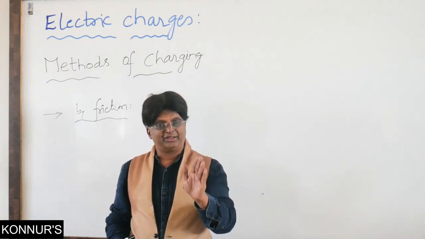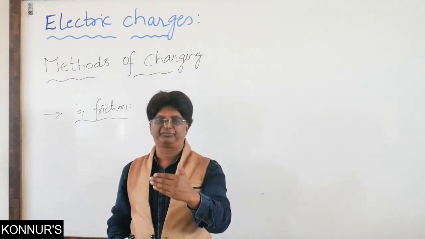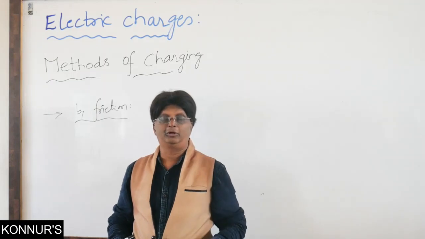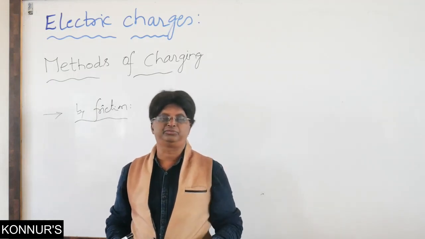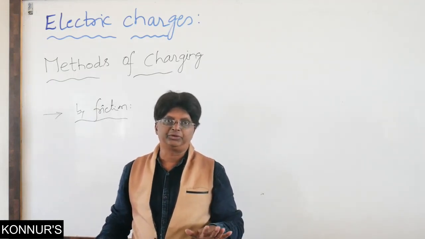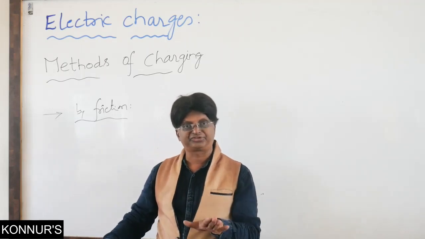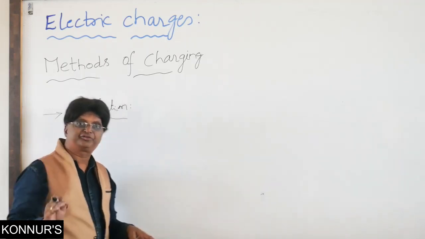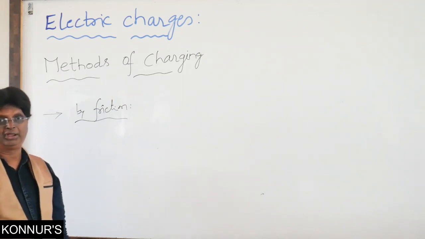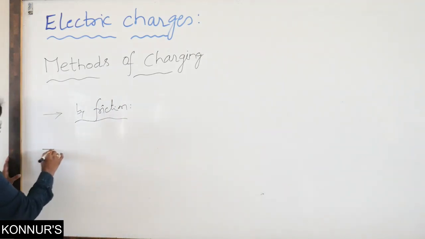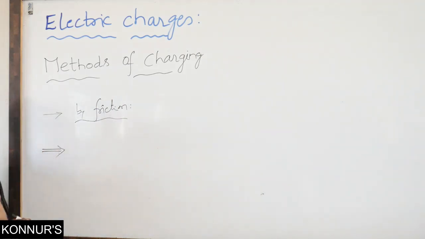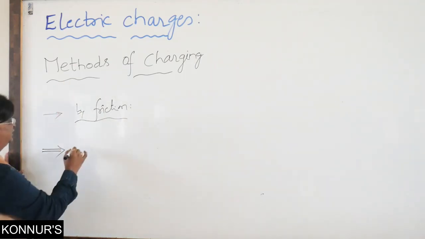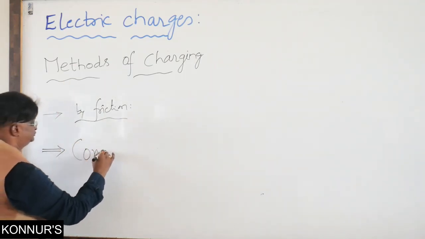If electrons are transferred from A to B due to this friction, A acquires positive charge and B acquires negative charge. So this is by friction. There is transfer of electrons from one body to another body. Now you see, the second one we are mentioning here as methods of charging is by conduction.